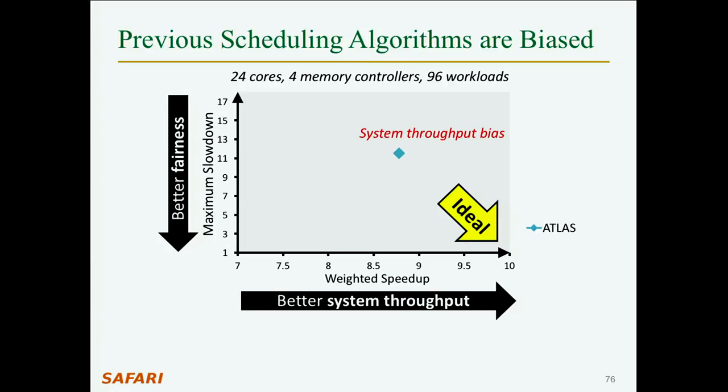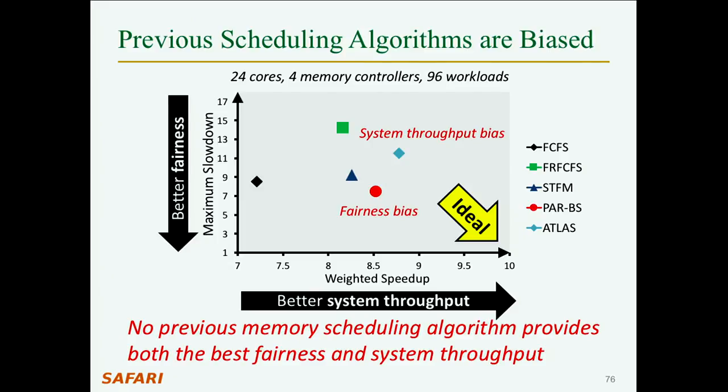So ATLAS, as I said, is very good for system throughput. PAR-BS is good for fairness, and it's not bad for system throughput. Stall-time fair memory scheduling is not on the Pareto frontier, if you will. And first come, first serve is pretty bad, as you can see in both system throughput and fairness. So basically, none of the schedulers is good at achieving this ideal.